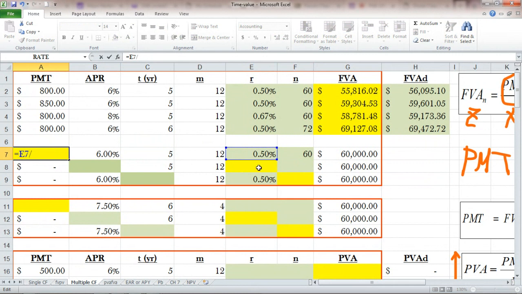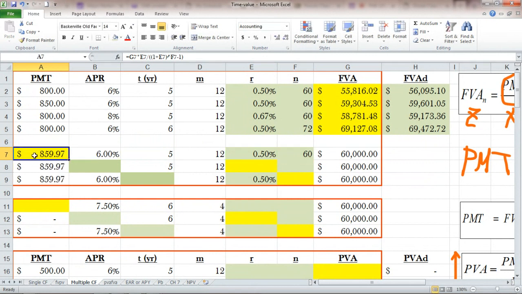Oh, what happened? Why isn't G7 there? G7 times R over 1 plus R raised to N minus 1. Okay. Now, and there you go. Hit enter.